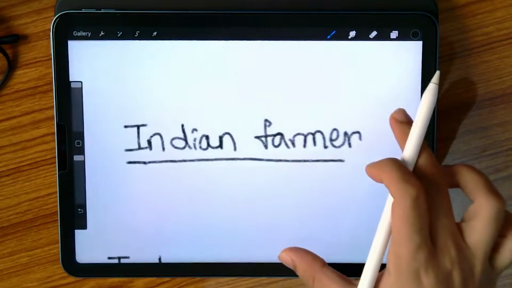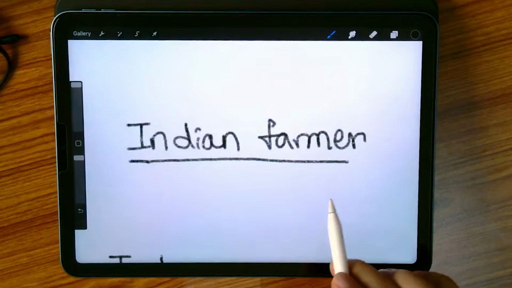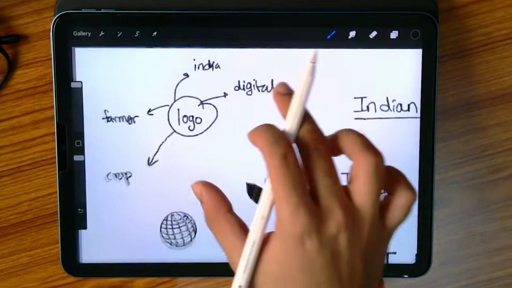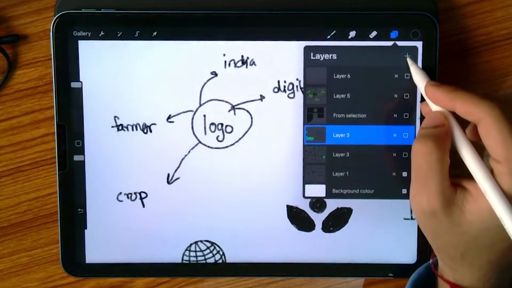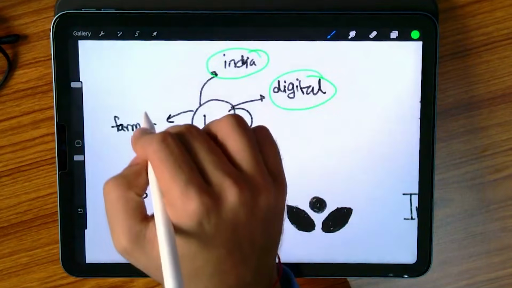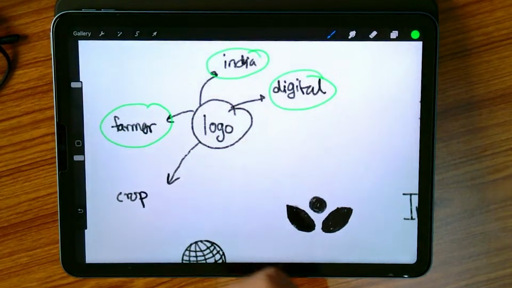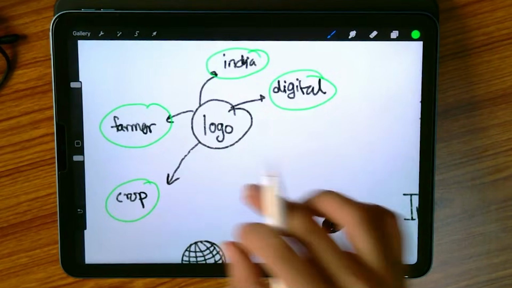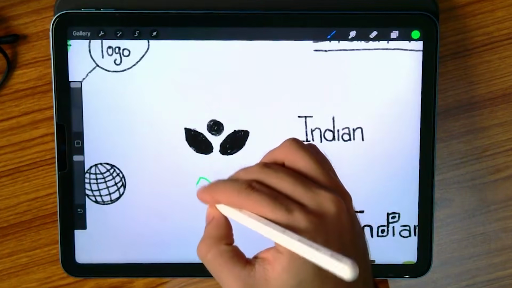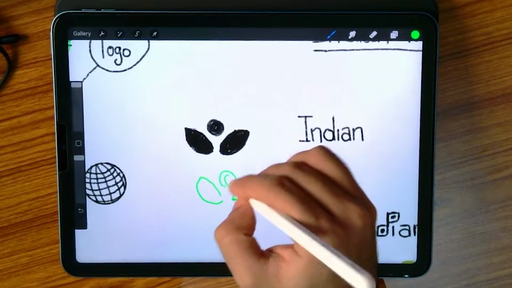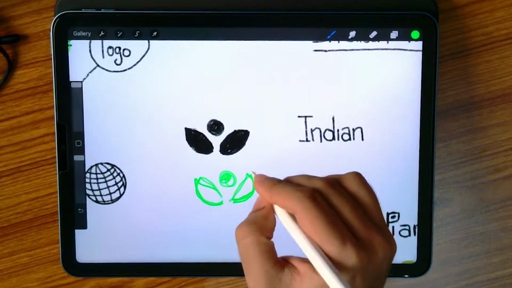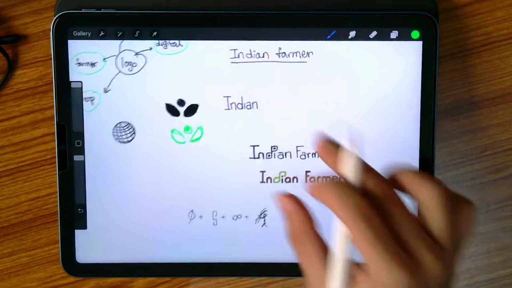Whenever I start with any brand, first I write the name, Indian Farmer, and then here I write what all the logo should include. So the logo should be digital, because it will be used more on digital platforms. Indianness should show, there should be a resemblance of a farmer, and a crop resemblance. This is what I started with, and hence I started creating this one option where there are two leaves right here, and a farmer in the middle, creating an abstract symbol of two leaves and a farmer in the middle.